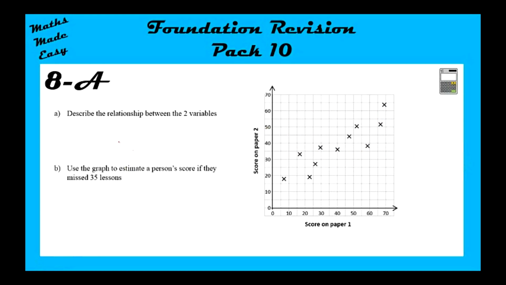On to question 8a then. Describe the relationship between the two variables. Well, you could draw a line of best fit on this, showing that as paper 1 score goes up, so does paper 2 score. This will be a positive correlation.